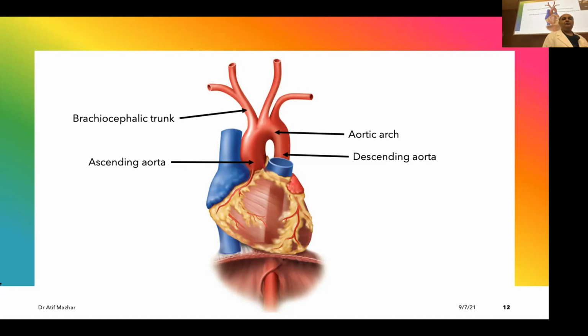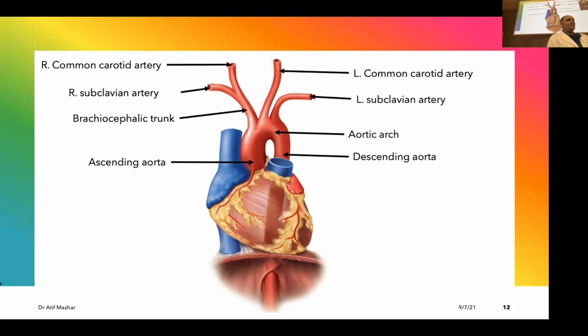So on the right side, I have one big trunk, and then it becomes subclavian for my right upper limb and my right part of my chest wall. And on the other side, I have direct branches. Now you may have a question why this is happening.